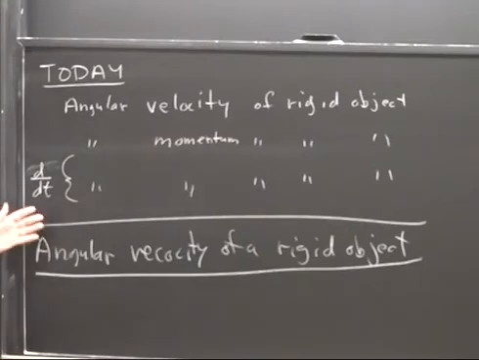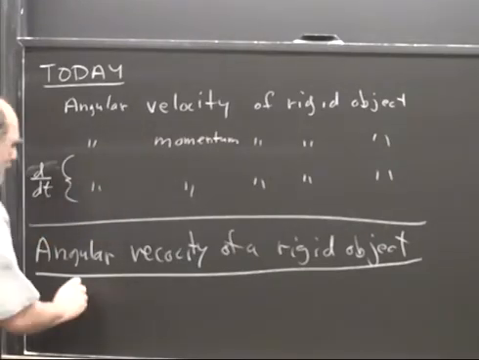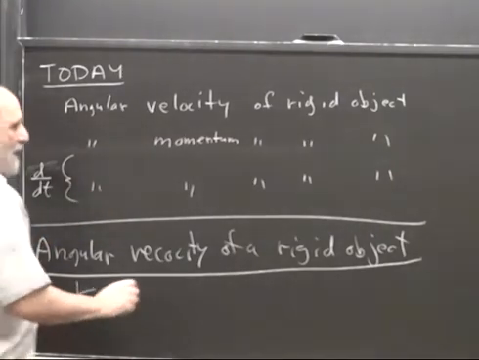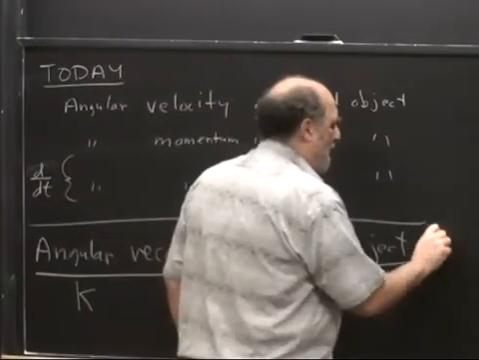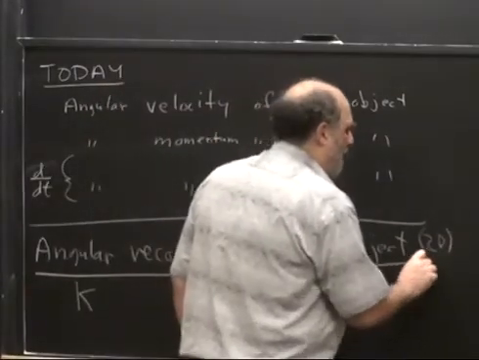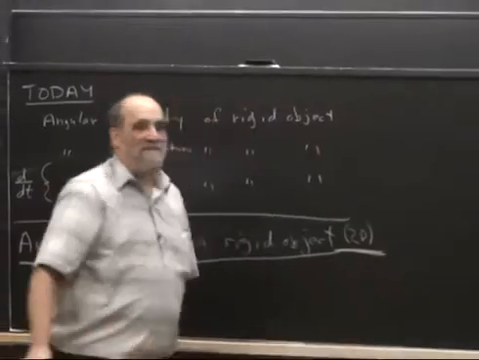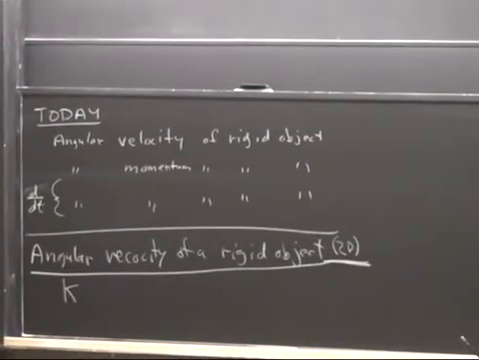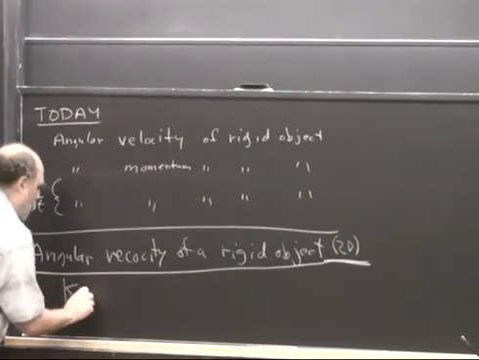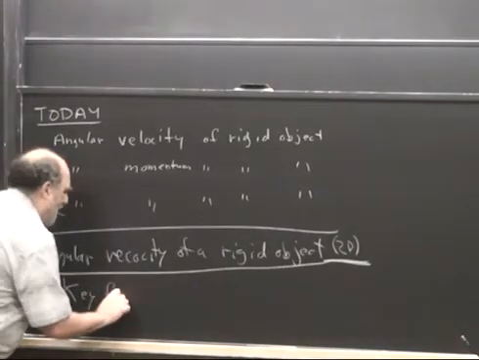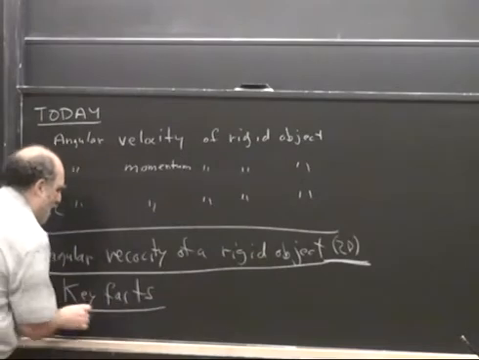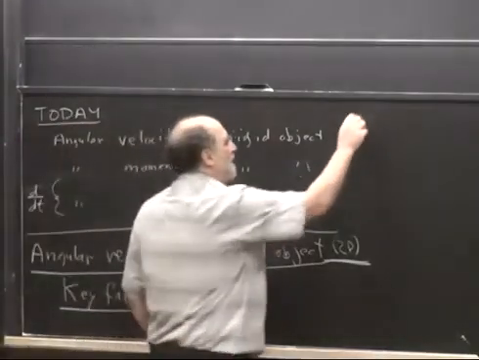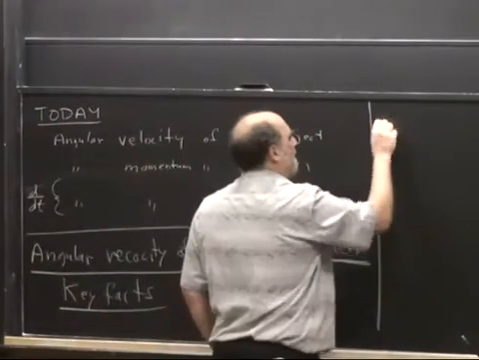So what is angular velocity of a rigid object? And in all cases here, we're going to be limiting ourselves to 2D. The 3D case is much more confusing and difficult, and we're not going to cover it at all in this course. So working in 2D, we have these key facts. And the key facts are these two things.